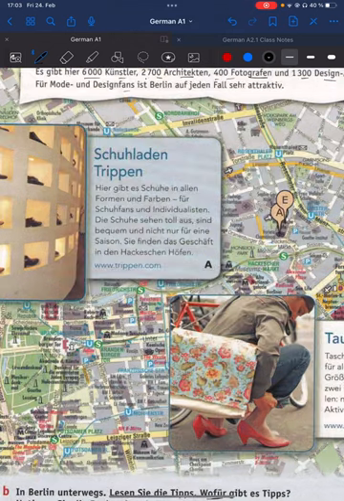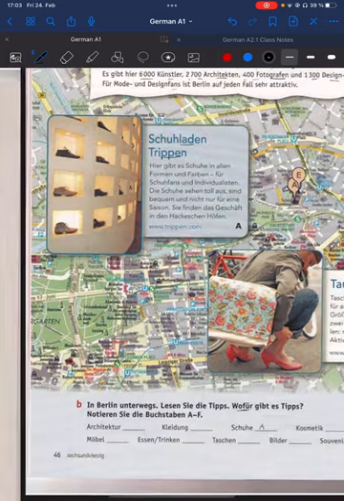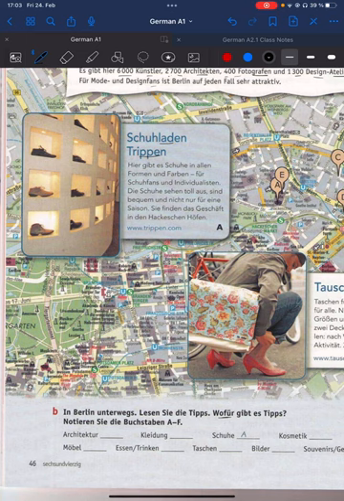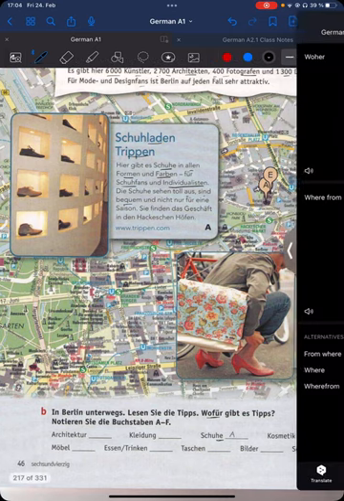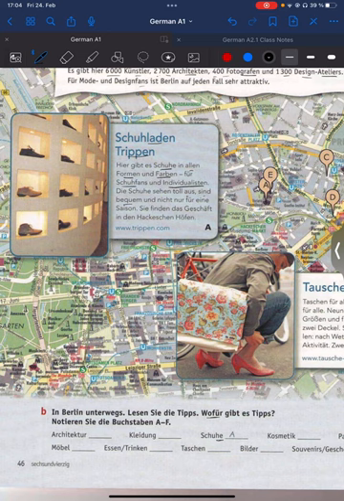Let's first read the E. Schuhladen Trippen. So this is related to shoes. Yeah. Let's see. Hier gibt es Schuhe in allen Formen und Farben. Here we have shoes in all forms and colors. For shoe fans und Individualisten, for shoe fans and individuals. Die Schuhe sehen toll aus. The shoes look awesome. Und bequem, bequem is comfortable. Ja, comfortable. Und nicht nur für eine Saison, not for one season. We find the Geschäft in den Hackeschen Höfen. Okay, so this is A.